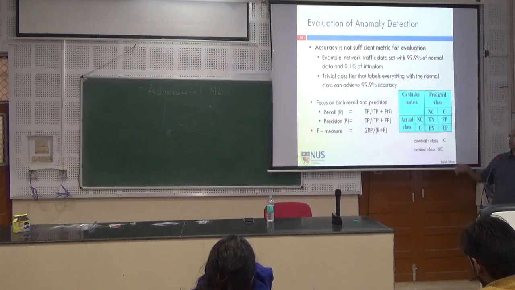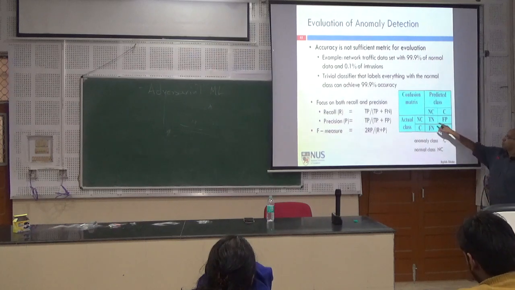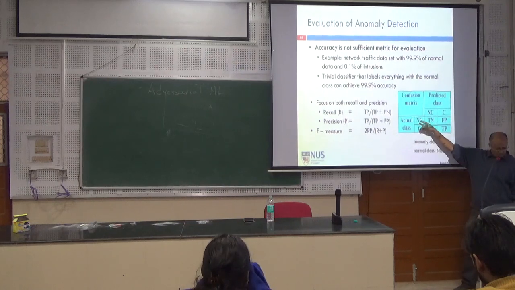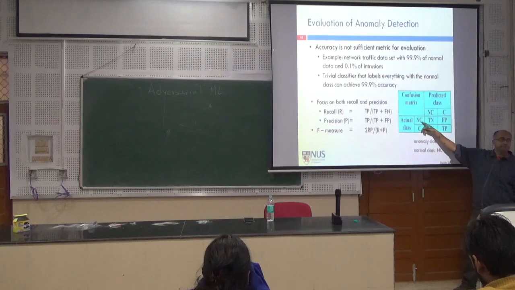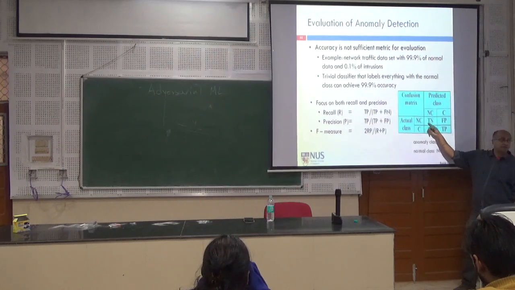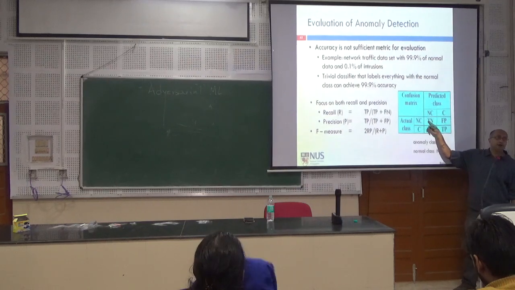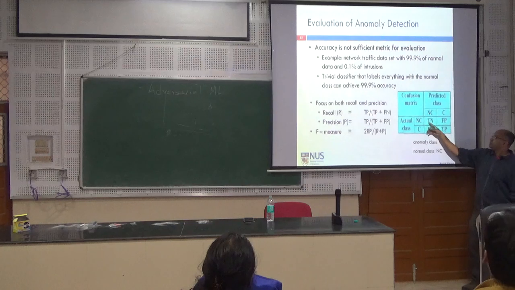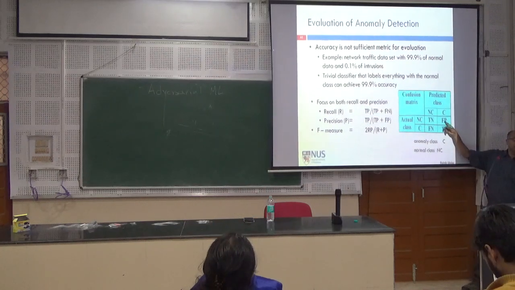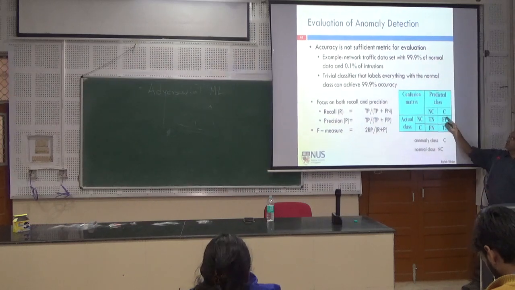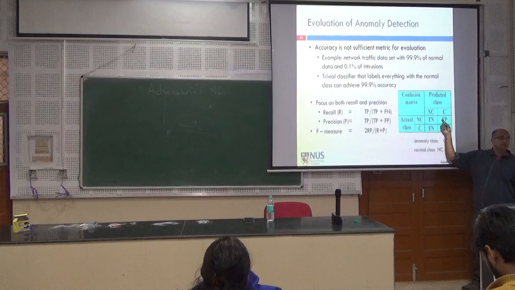So if you have 100 such data points, these should add up to 100. Let's say you have 100 data points. This one says how many were really actual normal. This one: how many were really normal and you got it right, you classified it as normal. This one says how many were really normal but you classified as abnormal. So this gives an indication of false positive.